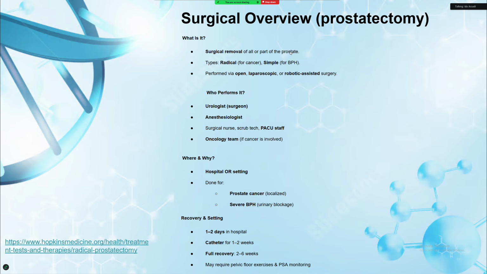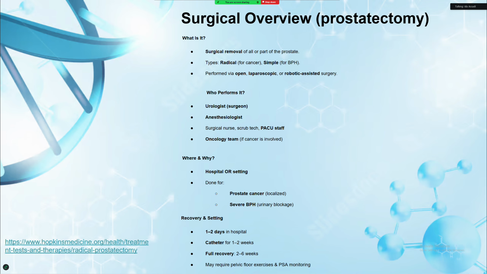After surgery, patients usually stay in the hospital for about 1 to 2 days. A urinary catheter is kept in for 1 to 2 weeks, and full recovery can take anywhere from 2 to 6 weeks. Recovery might also include pelvic floor exercises and PSA monitoring, especially if the surgery was for cancer. Now, who's involved in this procedure?